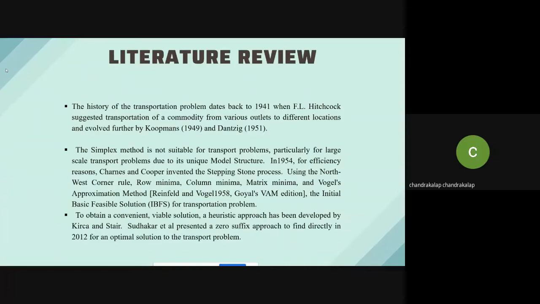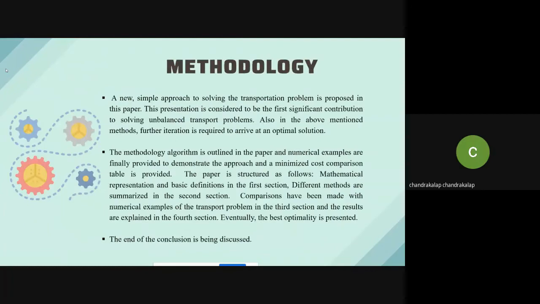To obtain a convenient, viable, and optimal solution, Sudhakar et al. presented the zero suffix method in the year 2012. In our paper, we have approached the one suffix method. The methodology is like this.